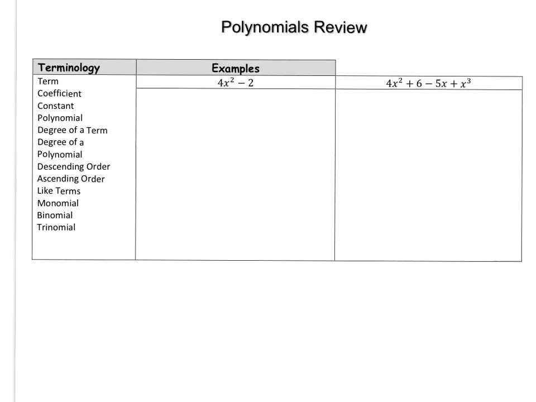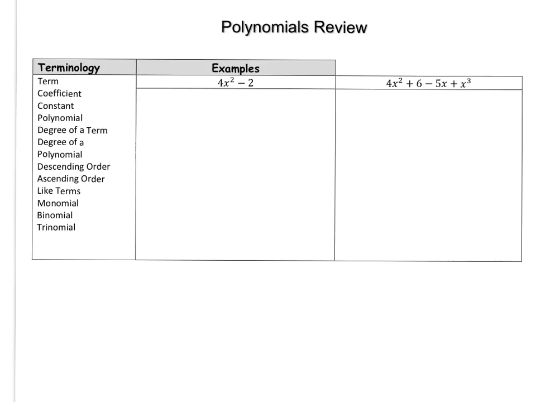Okay, so today we're going to review another set of skills from grade 9, and that is our study of polynomials. So I'm going to include a bunch of terminology. These are sort of all of the terms that you should have learned about in grade 9, and then I'm going to use these examples over here to illustrate the idea.